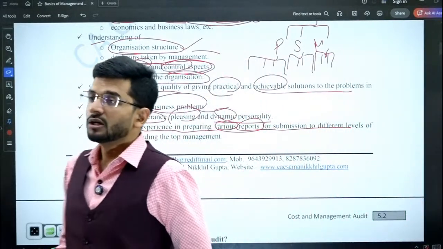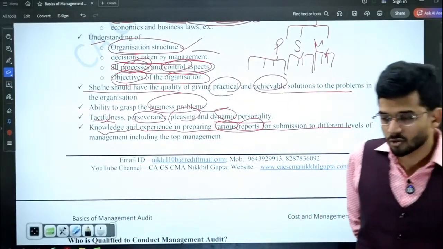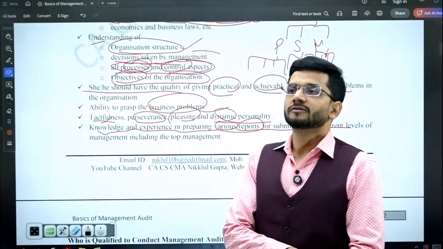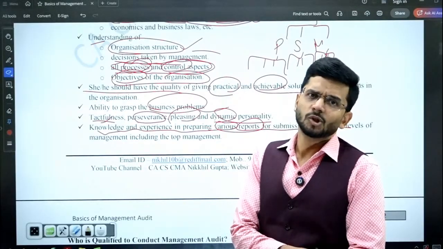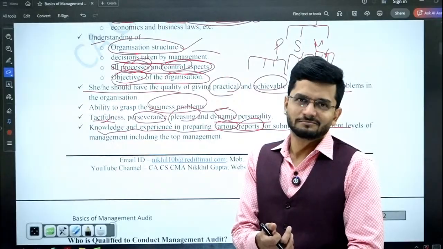Now, report writing is also an important aspect that a management auditor needs to understand. Okay. If a management auditor prepares a 100-pager report, no one is going to read it. Management doesn't have time to read such a big report.